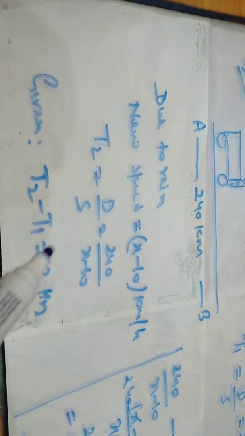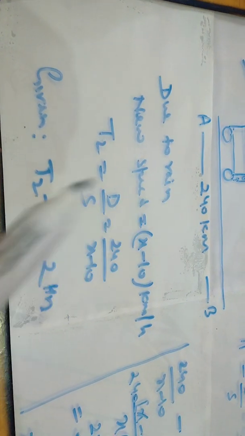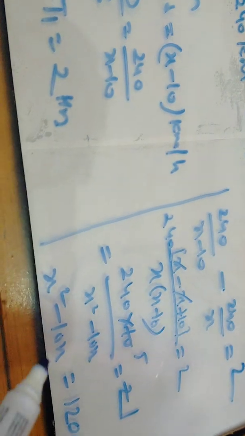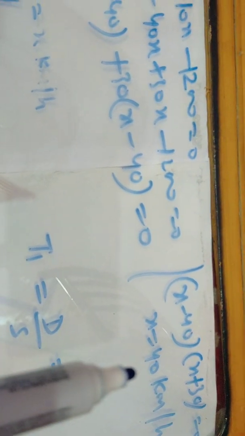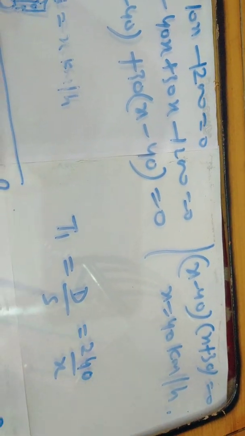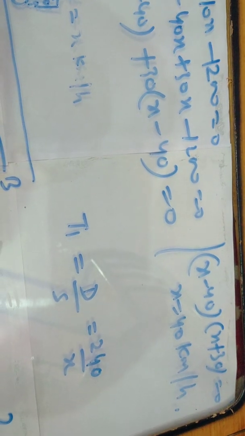So t2 minus t1, the difference, it is given as 2 hours. It has taken more time than the previous one. So t2 minus t1 is 2 hours. I have substituted the values of t2 and t1 here, taken the LCM, and we got this equation. This I simplified here, and two factors, x minus 40 and x plus 30. So we got two factors here, and we simplified it. So this is the right way to solve this question.